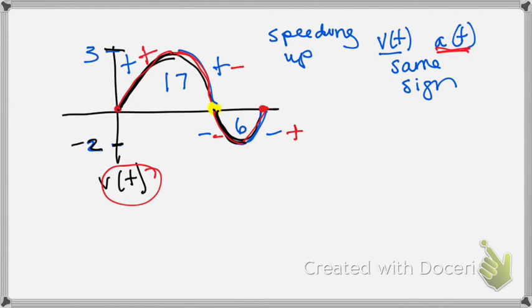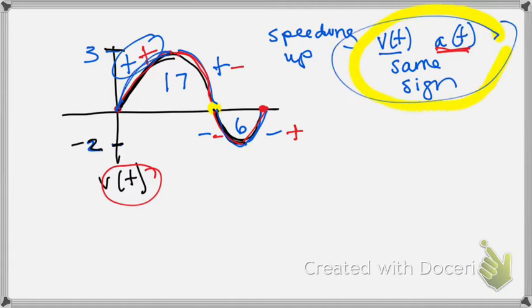So, to reiterate, speeding up is where they have the same signs. So speeding up is going to be right here, plus plus, and right here, minus minus. Speeding up: velocity and acceleration have the same sign. We can't say going away from 0, it's not formal enough. Slowing down would be, again, velocity and acceleration have different signs.